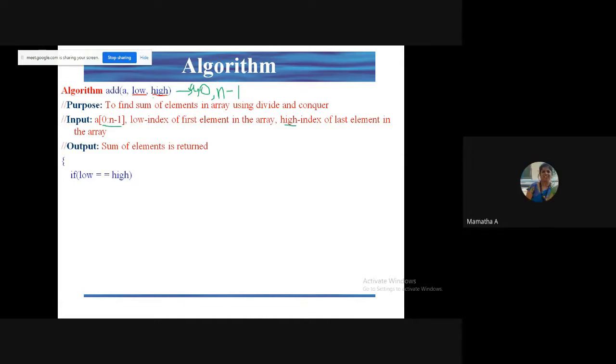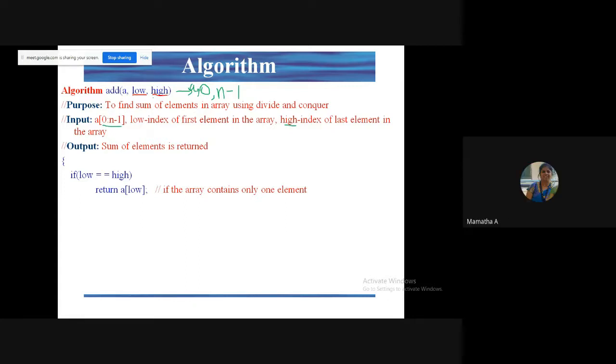So when there is only one element in the array, I cannot divide further. Rather, I should compute the answer for that. So what answer do I compute if low is equal to high? What is the sum of the elements there? Return what? The element itself, ma'am. So either I can write return A of low or I can write return A of high, ma'am.